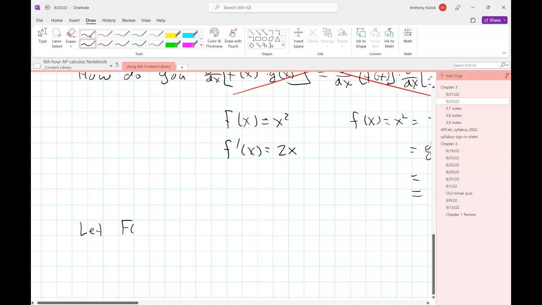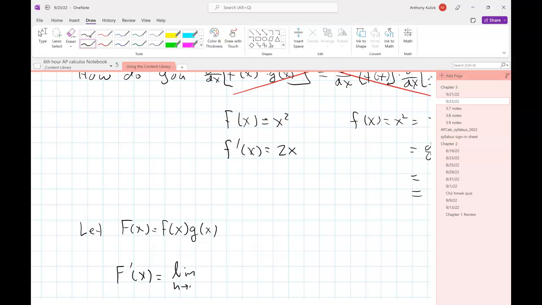So I'm going to use capital F here to represent the function f of x times g of x. So if I use my definition of a derivative, that's going to be the limit as h approaches 0 of f of x plus h times g of x plus h minus f of x times g of x, all over h.